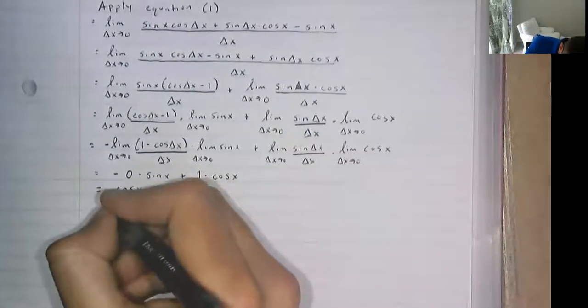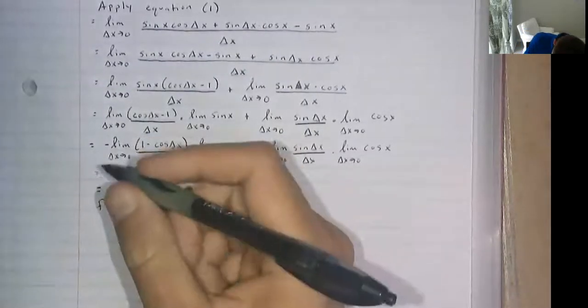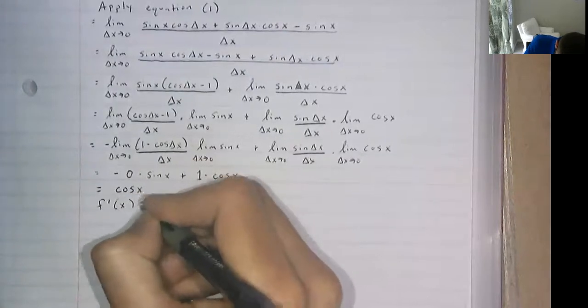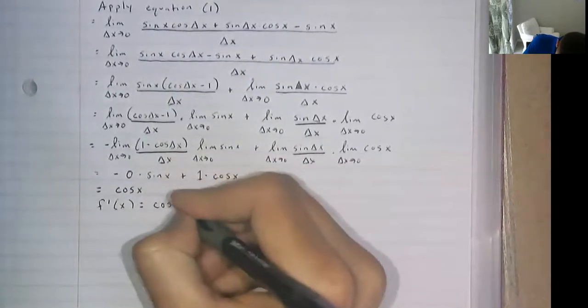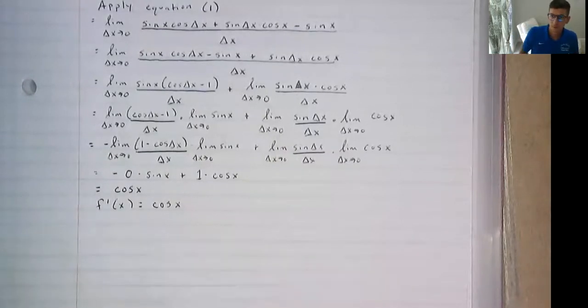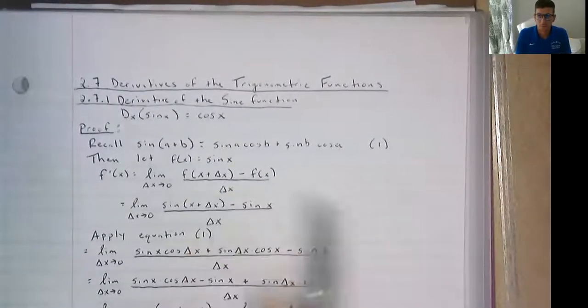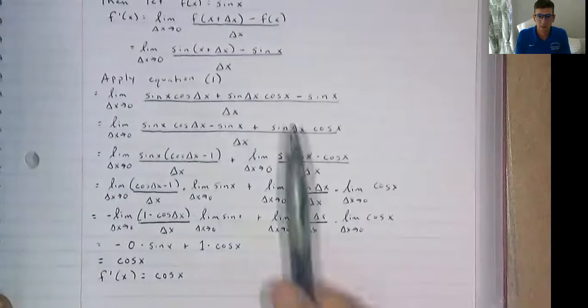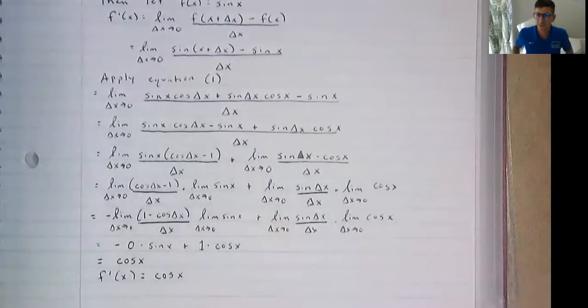And so we have shown that f prime of x is in fact the cosine. And recall that f was sine, so the derivative of sine is cosine. Pretty cool. All it took was a little bit of creativity in the application of our definition of the derivative.